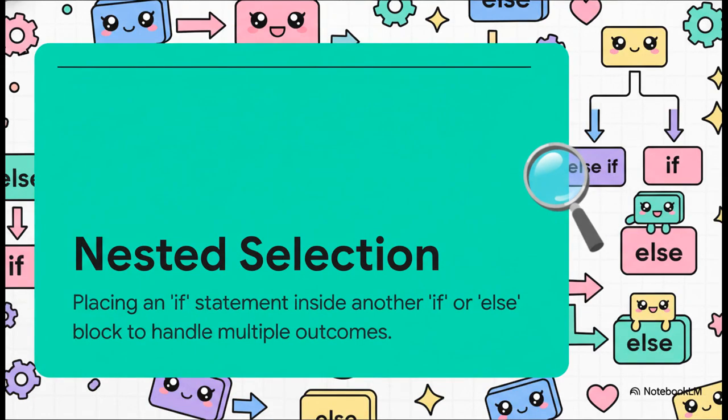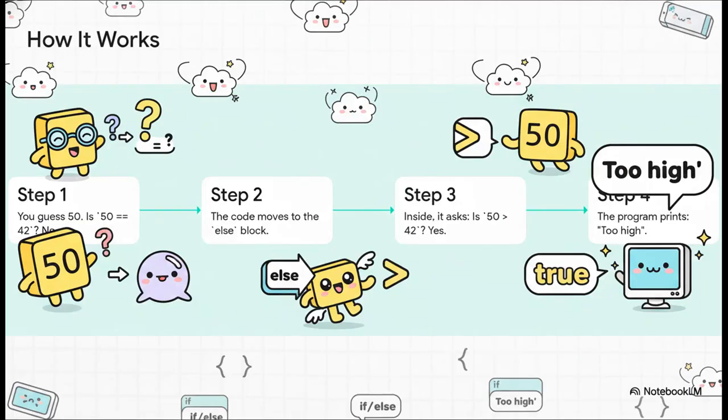And this technique we're using, well, it has a name. It's called nested selection. Now, it might sound complicated, but it's exactly what you see on the screen. We're just nesting a new if-else statement inside our original one. This lets the program check a second condition if the first one fails, which is how we get these multiple specific outcomes.